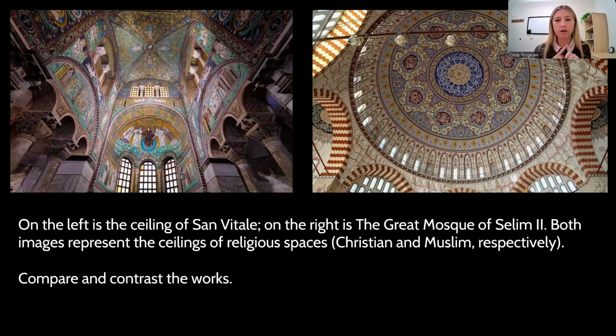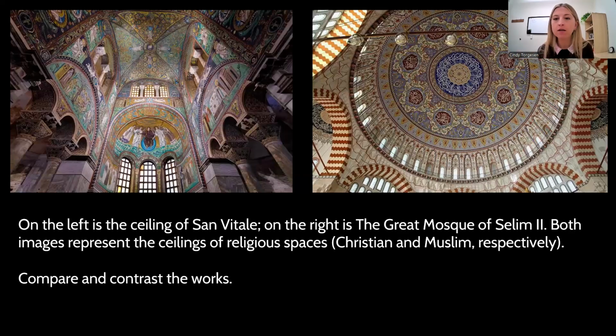We see a dome. We've talked about several domes. We're seeing lots of arches. We've been talking about arches since ancient Rome. We see a lot of mosaic work that is going to be largely influenced by Byzantine art, which we're seeing in an example on the left, which is San Vitale, which we talked about last week, located in Ravenna, Italy. On the right-hand side we are looking at an image of the Great Mosque of Selim II.